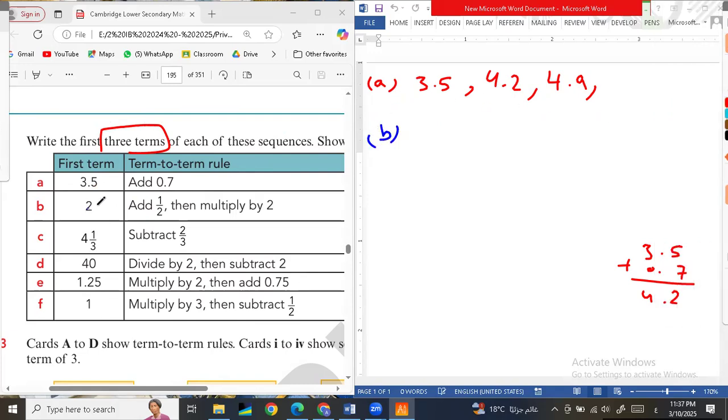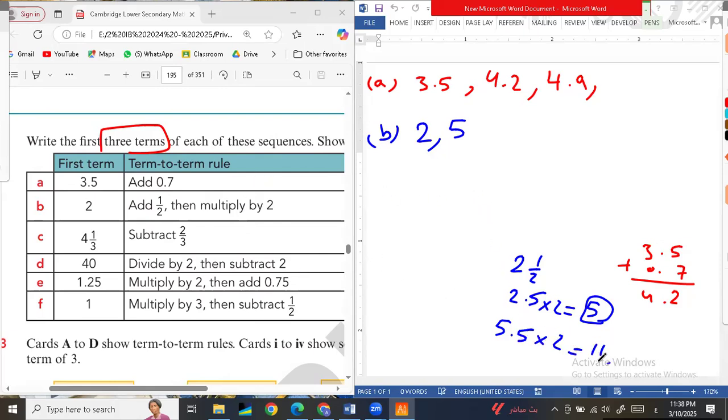Question B is a little bit different. They're giving you the first term, 2, but they're telling you that every time you add a half, then multiply by 2. So add a half to the 2 becomes 2.5. Multiply by 2, it means the double of it, which is going to be 5. Double 2.5 is going to be 5. Then add a half to the 5, which becomes 5.5. Then multiply by 2, which becomes 11. So the next one is 11. Here are the first three terms.